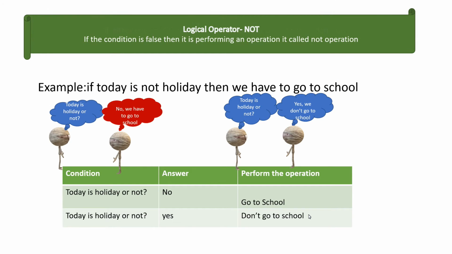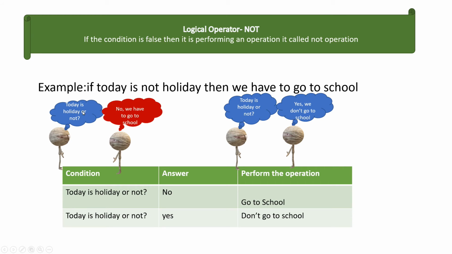Then next logical operator NOT. If the condition is false, then it performs the operation. It is called the NOT operation. Example, if today is not a holiday, then we have to go to school. Here we can see the condition, today is holiday or not. If the answer is no, then only they can perform the operation, go to school. If the answer is yes, no need to go to school. That is, if the answer is false, only then the NOT operation will perform the operation.